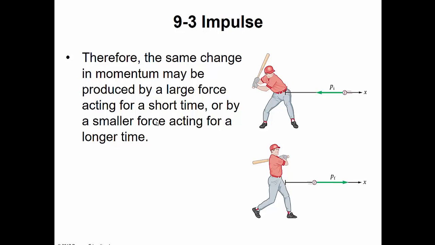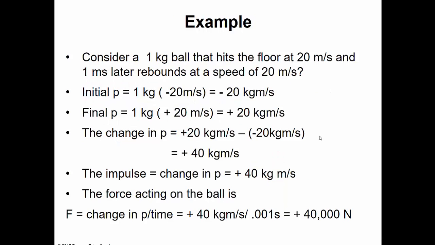So, the other thing is that a large force for a short period of time or a small force for a longer period of time can produce the same change in momentum. So, let's consider a 1 kilogram ball that hits the floor at 20 meters per second. 1 millisecond later, it rebounds at a speed of 20 meters per second. So it's like our bear example from before.